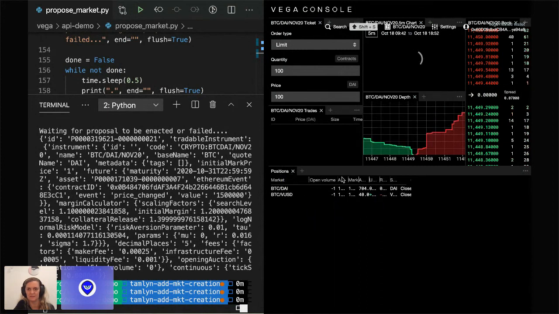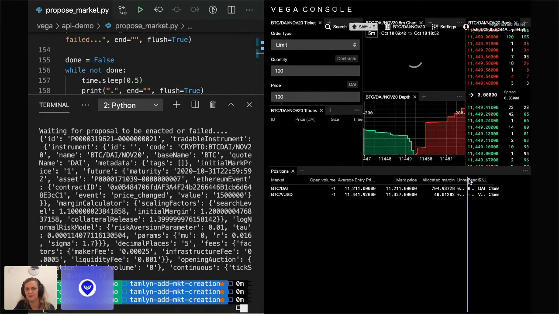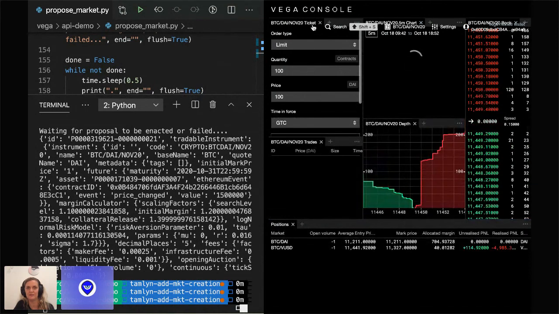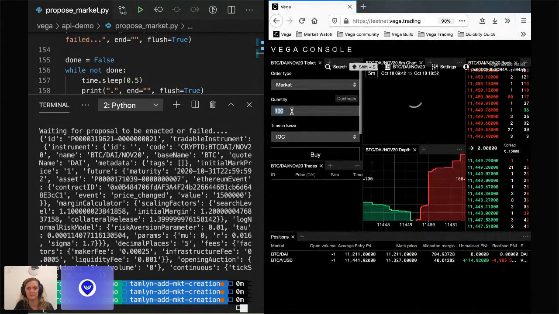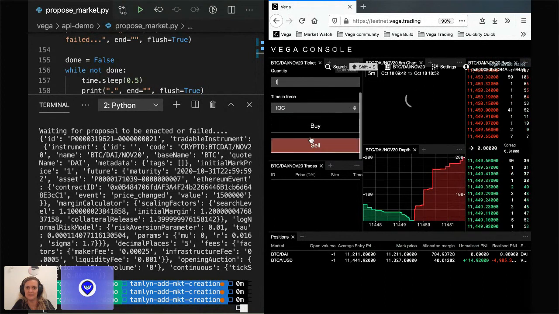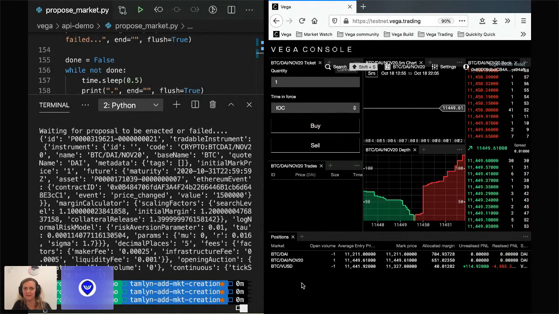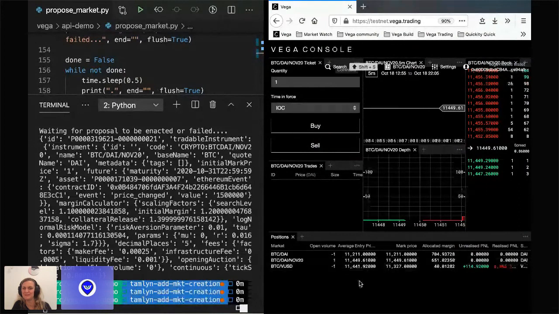But let's have a look. This is some of my other positions from playing around a bit earlier. So as I put a position on this, you should be able to see some open volume come in. I'm going to do a market order, and I'm just going to buy one of these. And great, let's see what happens. You can see that I've just done a trade, and I have an open volume of one in this Bitcoin DAI futures market.